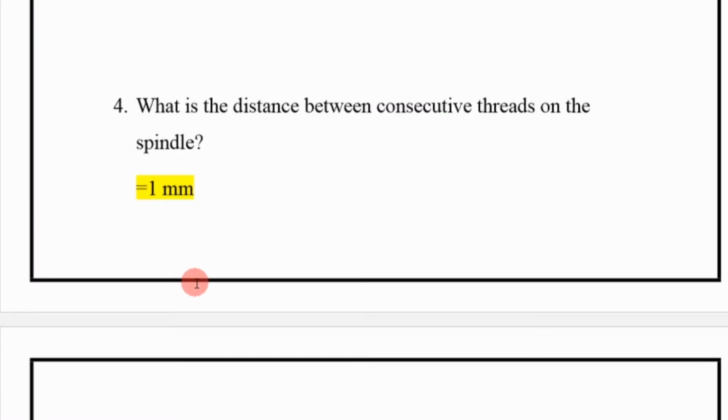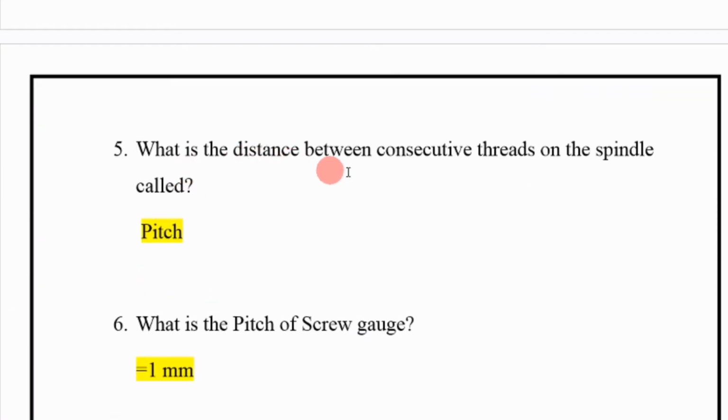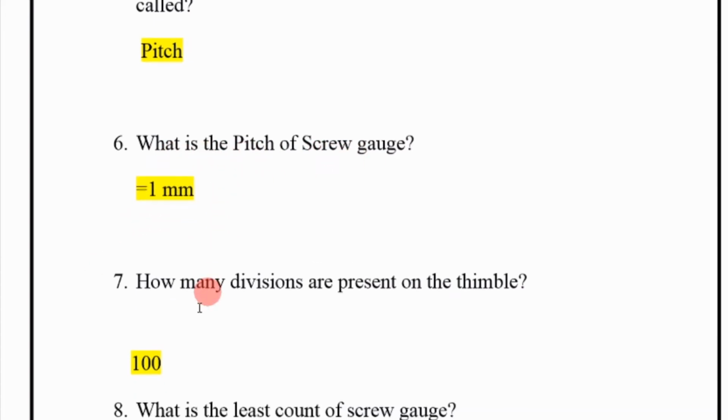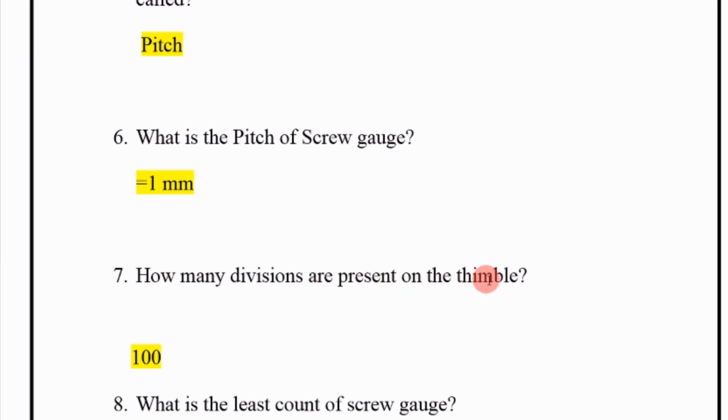Next, what is the distance between consecutive threads on the spindle called? Pitch. Next, what is the pitch of screw gauge? 1 millimeter.